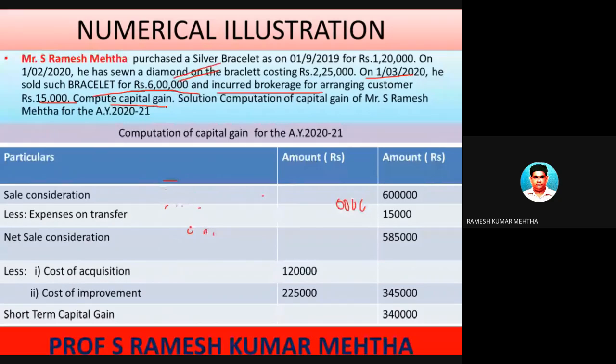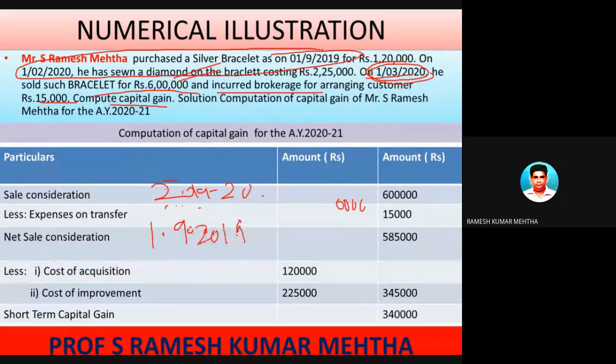So first and foremost, if you look, he has purchased this asset in the year 2019-20, and he has sold the same in the next month. 3-4 months later, he has sold.